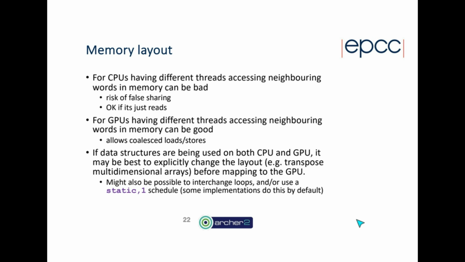On the other hand, for GPUs, having different threads accessing neighboring words in memory can actually be good, because there's no cache coherency to cause any problems, and it allows more efficient loading and storing of data if neighboring elements are all being accessed at the same time by different threads. So those kinds of considerations can conflict with each other.